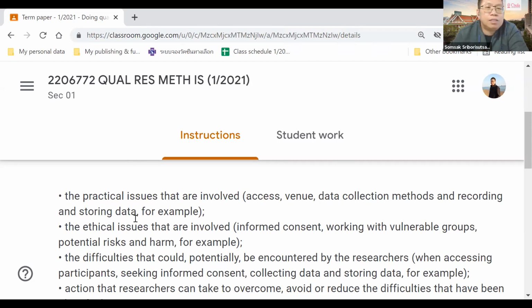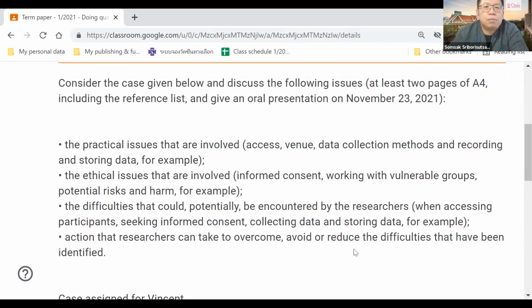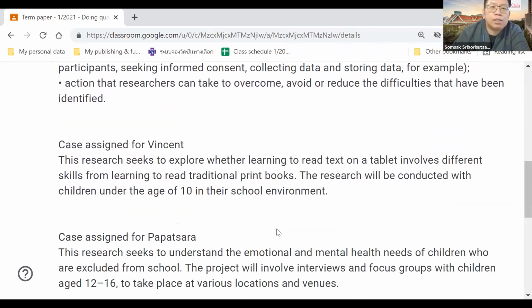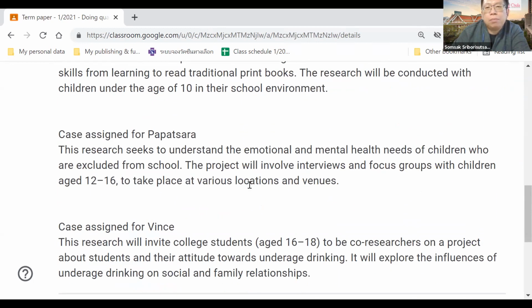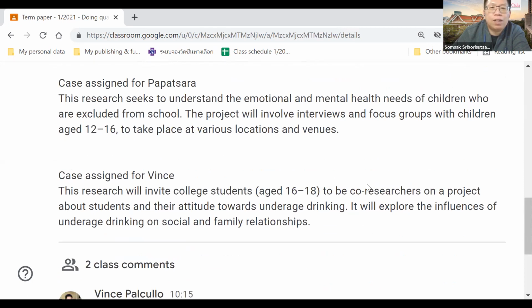And the second one is the ethical issues, maybe informed consent. Informed consent means you have to tell your participants first before you start collecting the data. And how to work with vulnerable groups. Vincent, you have to face children. Bookpick, you face children who have no education. And Vince, you have alcoholics in the Philippines context.